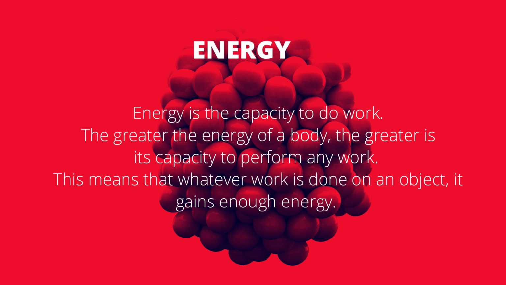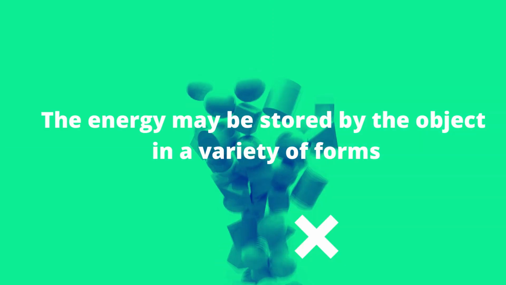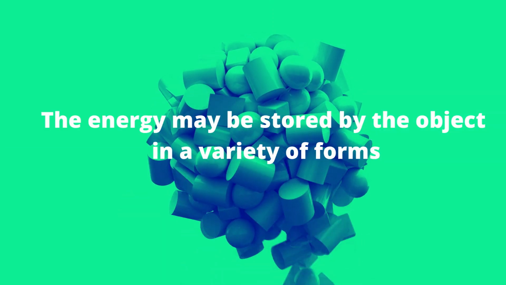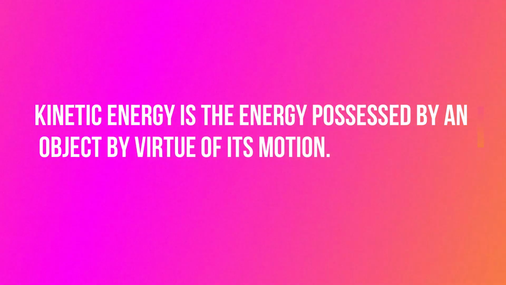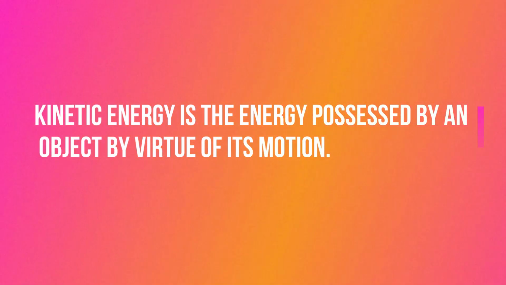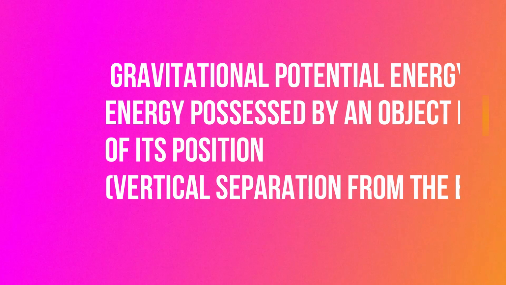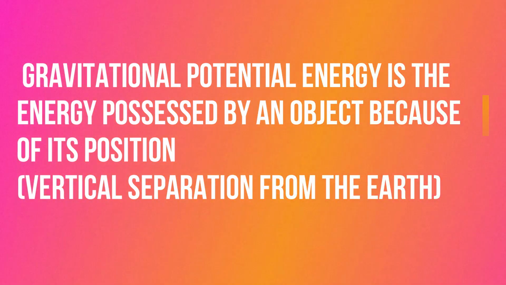This means that whatever work is done on an object, it gains enough energy. If 1 Newton meter of work is done, the object gains 1 Newton meter of energy. The energy may be stored by the object in a variety of ways. First is kinetic energy. It is the energy possessed by an object by virtue of its motion. Next is gravitational potential energy. It is the energy possessed by an object because of its position.